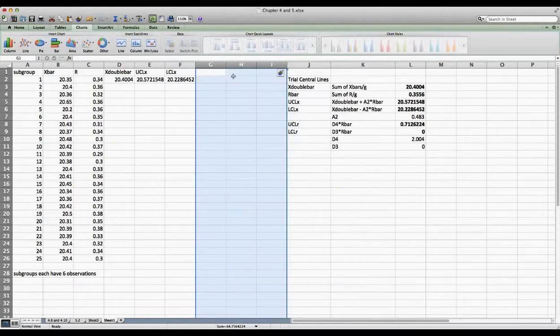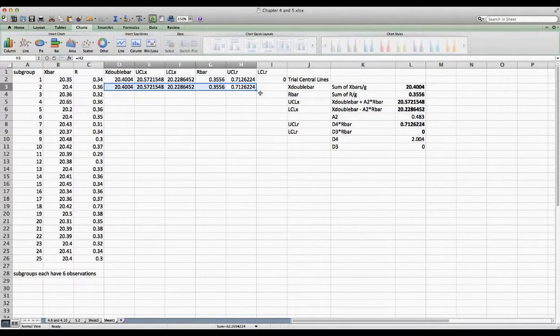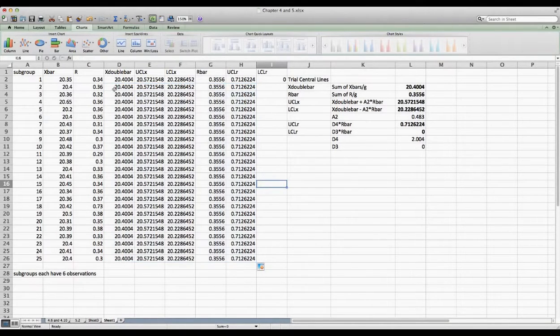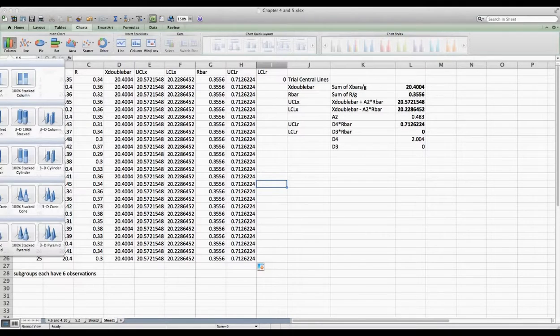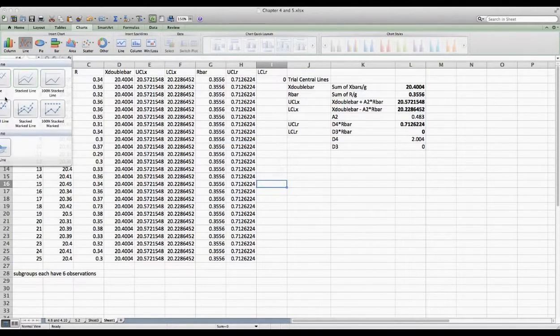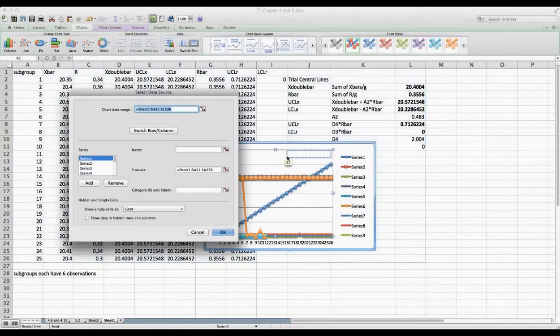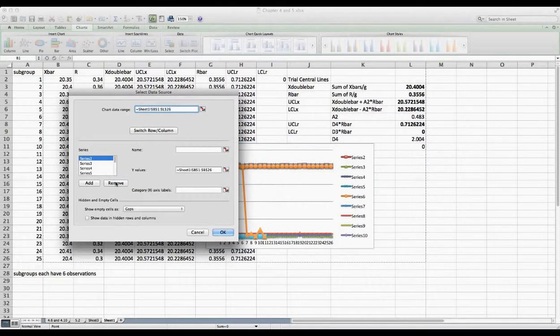And let's just go ahead and do the same thing for the R chart. We have R bar, UCL R, LCL R. Okay, just going to drag this down. Okay, now we have all that data. Now I'm going to construct a line chart, the marked line chart. It's going to automatically populate all of this. I don't want that. I want to start all over. I'm going to remove all of these.